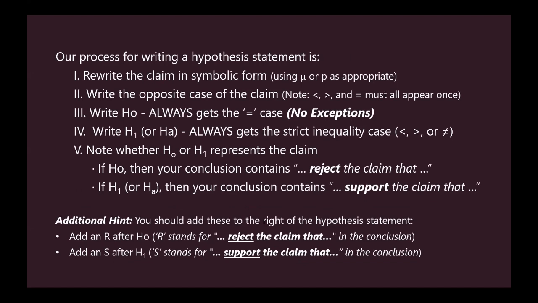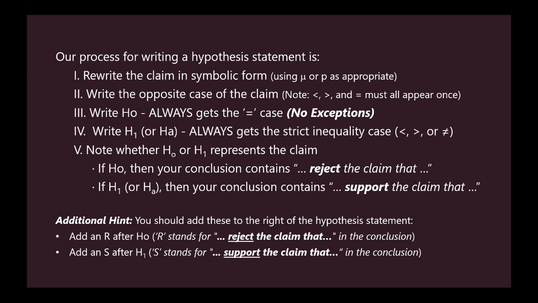So the process that we're going to use is within the setup of the question, there's going to be the claim. And we're going to rewrite this claim in symbolic form. So if it's about a mean, we're going to use mu. If it's about a proportion, percentage, we're going to use P. The next step after we do that is one that's not in the book. And this is where we write the opposite case of what the claim was.